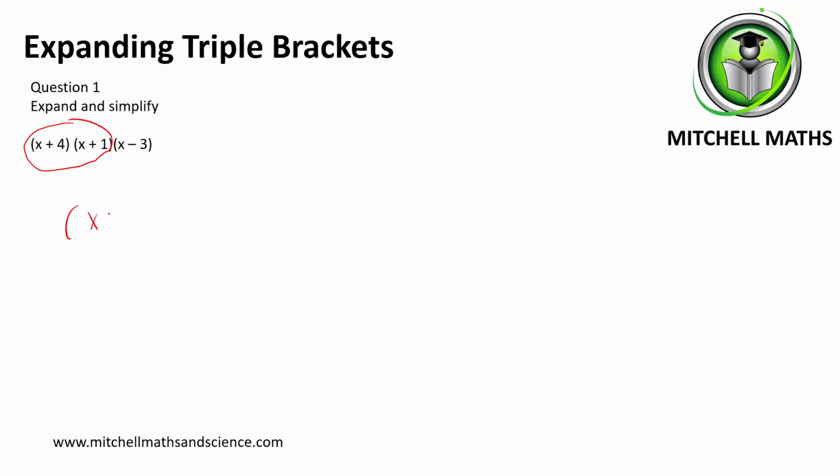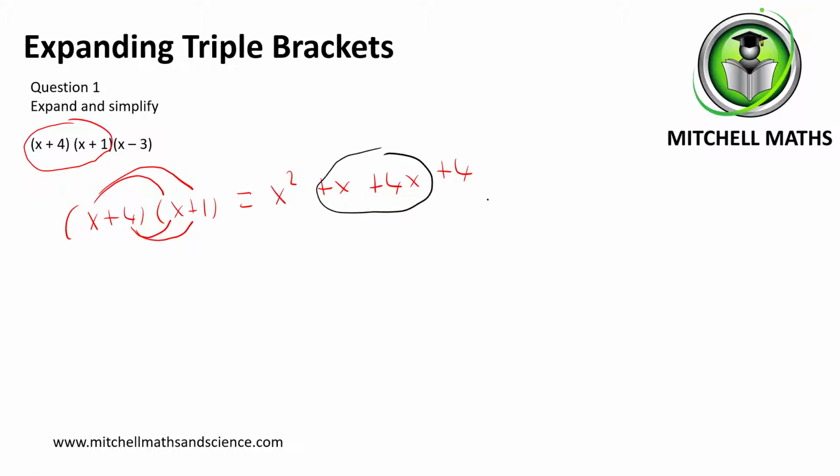So x plus 4, x plus 1 is going to equal x times x is x squared. x times 1 is plus x. 4 times x is plus 4x. And 4 times 1 is plus 4. Very important point is I need to combine and simplify the first two terms before I go any further. So that would be x squared plus 5x plus 4.